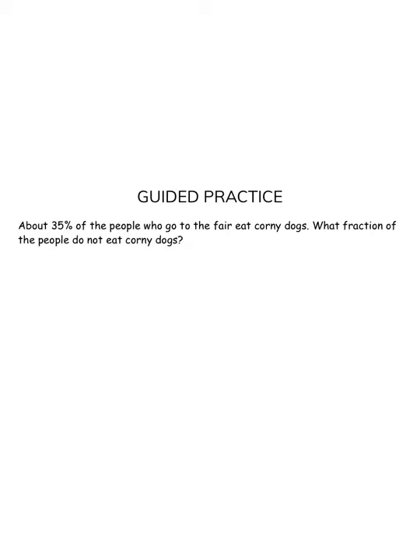Last, we're going to complete a guided practice word problem together. This word problem states about 35% of the people who go to the fair eat corny dogs. What fraction of the people do not eat corny dogs? So my percentage is 35%, and I need to convert this to a fraction. So I know percent means out of 100. So I need to write my percent, 35% over 100.